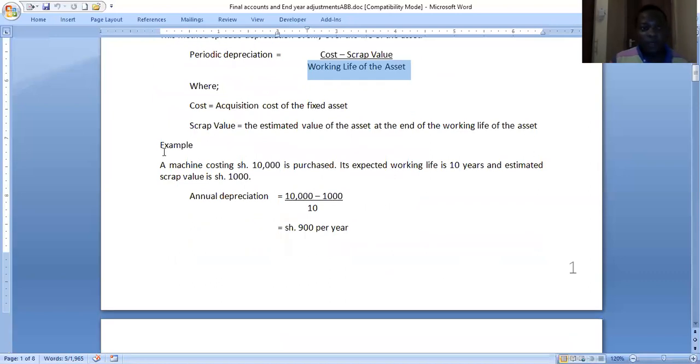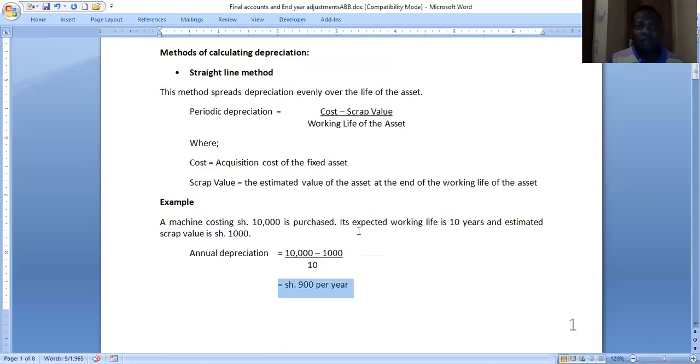And we have an example here that a machine costing 10,000 shillings is purchased. Its expected working life is 10 years and the estimated scrap value is 1,000 shillings. So the annual depreciation as per the fixed straight line method is equal to the cost, that is 10,000 shillings, minus the scrap value as you've been given in the question, divided by the working life of the asset, which is 10 years, which gives us 900 shillings per year. So that is according to the straight line method of calculating depreciation.